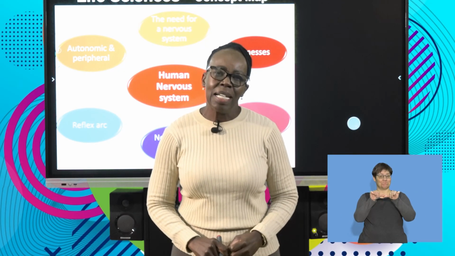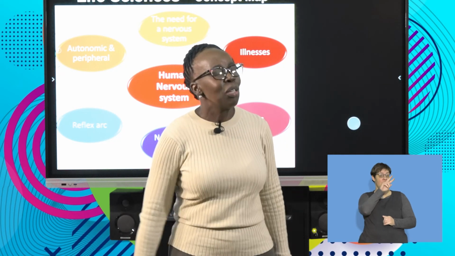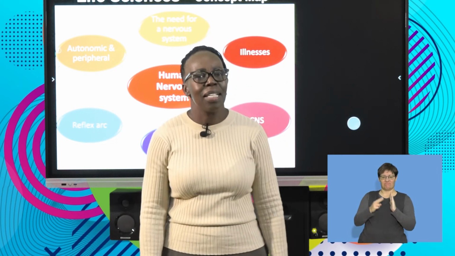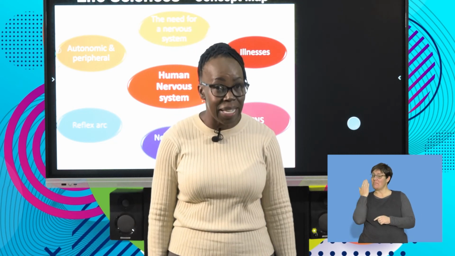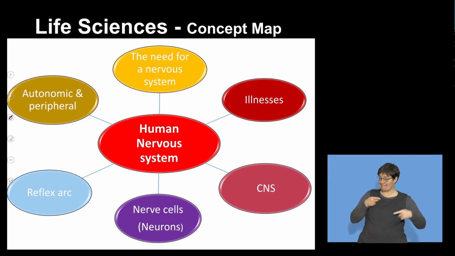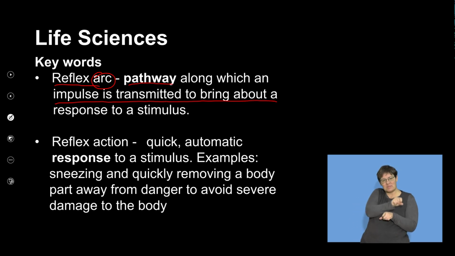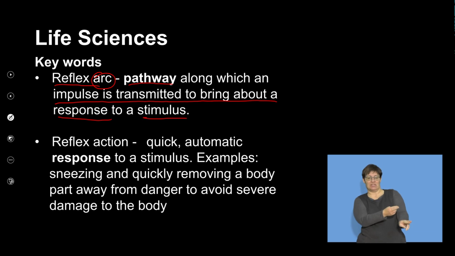Guys, welcome back. Continuation still. After the neurons, we continue now to the reflex action and the reflex arc that we did talk about when we started our lesson. The key words there, we've got the reflex arc. This is the pathway along which the impulse is transmitted to bring about response to the stimuli. Now, when I give you this definition, you are having a neuron in your mind, I believe.